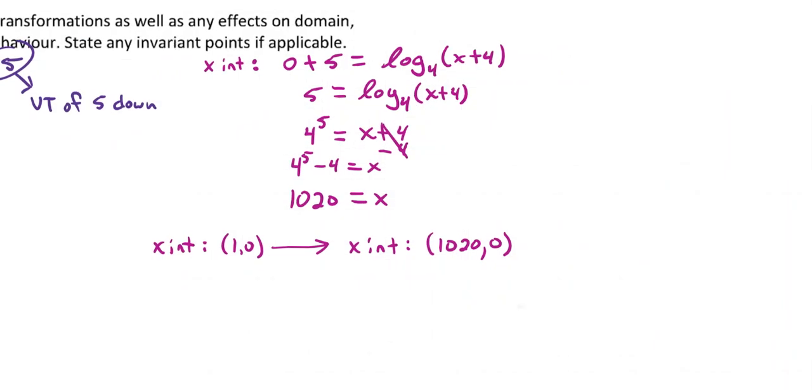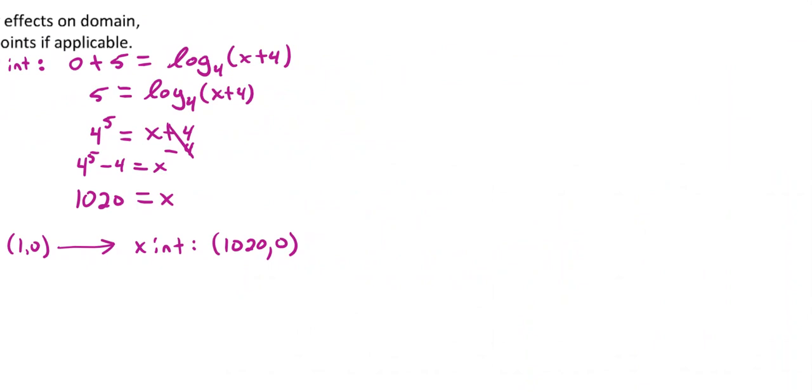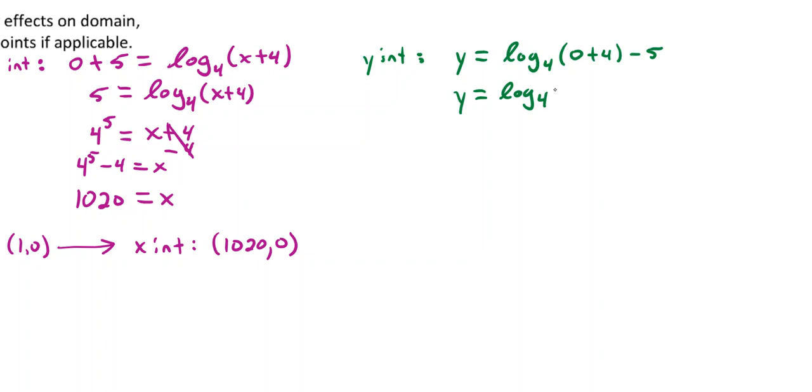Okay, y-intercept. All right, so for our y-intercept, what should x be in this case? 0, right? So we'll do the same thing, but I'm going to write it as y is equal to log base 4 of, and then instead of an x, I'm going to put 0 plus 4, and then minus 5. So y is equal to log base 4 of 4 minus 5.